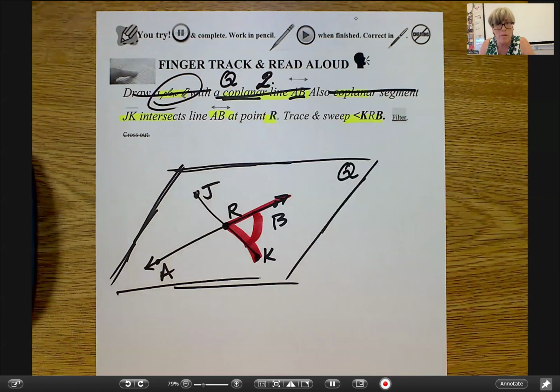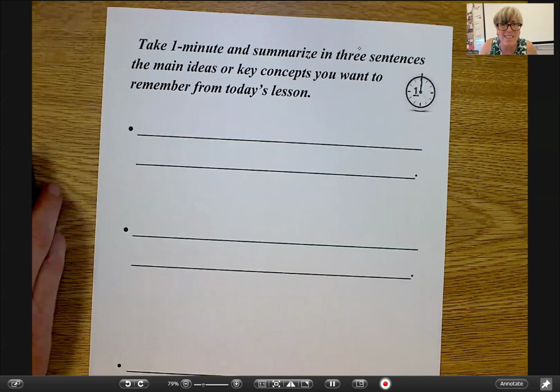Fabulous job. Now, summarize 3 of the key points from today's lesson. Good job.